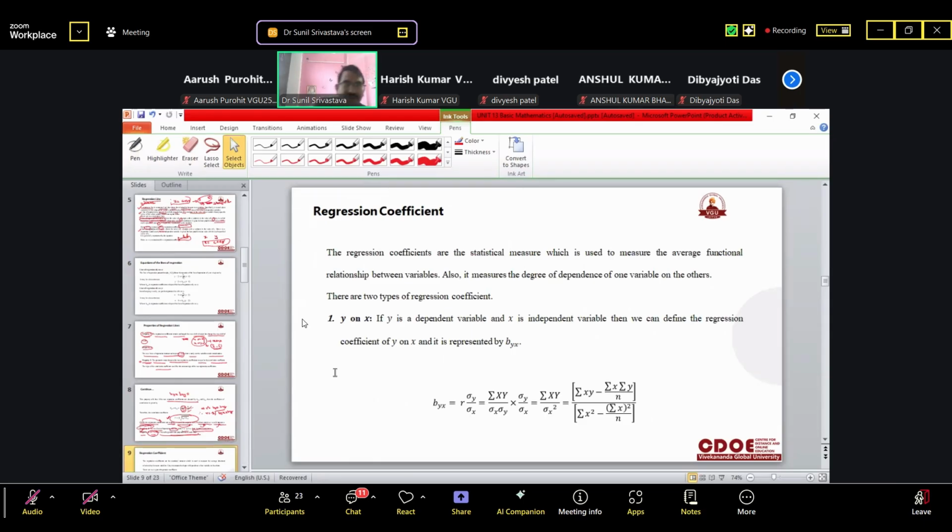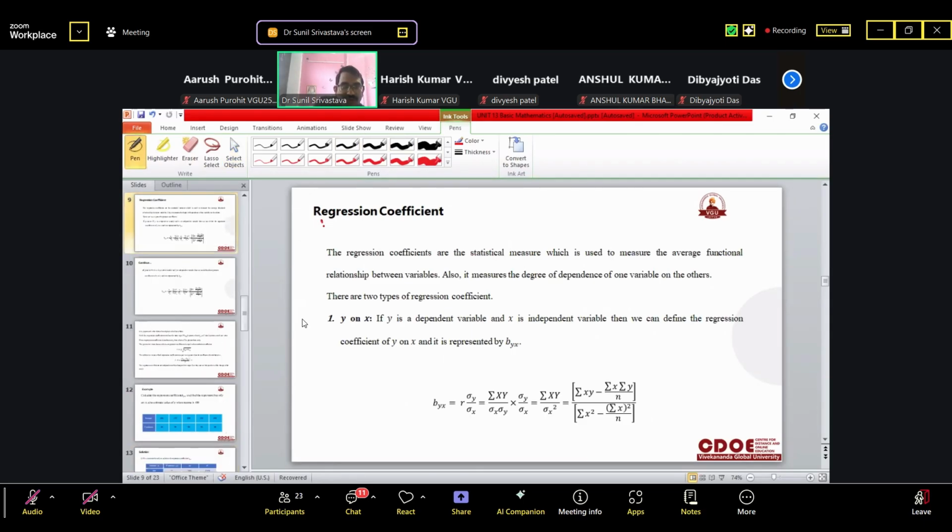Now, regression coefficients. How to calculate them? Regression coefficients are statistical measures used to measure the average functional relationship between variables. They measure the degree of dependency of one variable on another. Two types of regression coefficients are already discussed with you. The regression coefficient of y on x is denoted by byx, where y is the dependent variable and x is the independent variable.